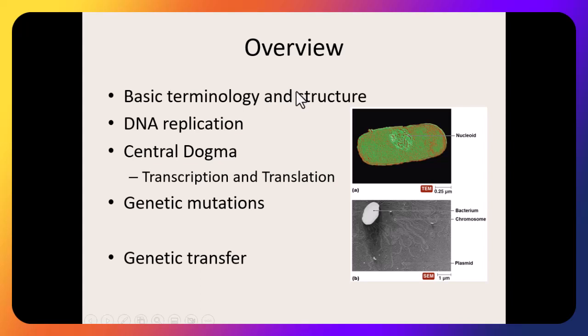We're going to go over some basic terminology in genetics, looking at what the structure of DNA is, how DNA replicates, what transcription is, what translation is, talk about genetic mutations that can happen, and then also talk about genetic transfer. Because when bacteria talk to each other and exchange DNA, it's good for them, especially if they're exchanging information on how to be resistant to antibiotics, but it's bad for us as they share that information on how to be resistant to antibiotics.